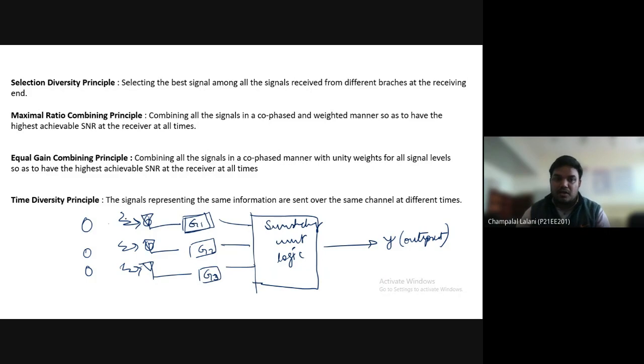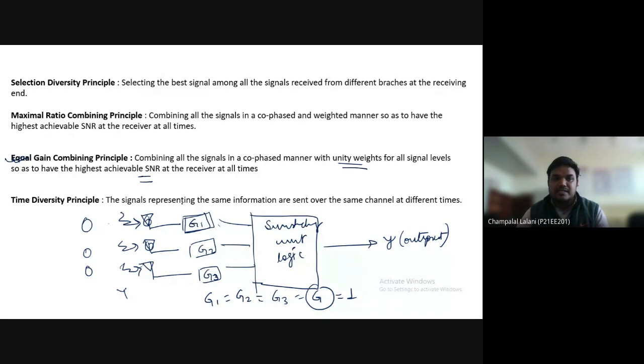Now all this received signal can be given to an equal gain combiner. Whatever signal is received here will be multiplied by G1, G2 and G3. If the values of G1, G2 and G3 are the same, then this kind of combining technique is known as the equal gain combining technique, where the gain of each individual receiver is the same. It combines all the signals in a co-phase manner with unity, or equal, gain for all signal levels so as to achieve the highest SNR at the receiver at all times. So this is the equal gain combiner technique.